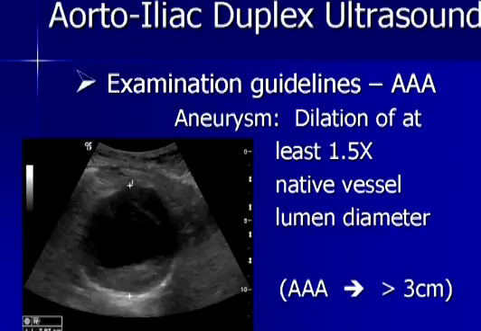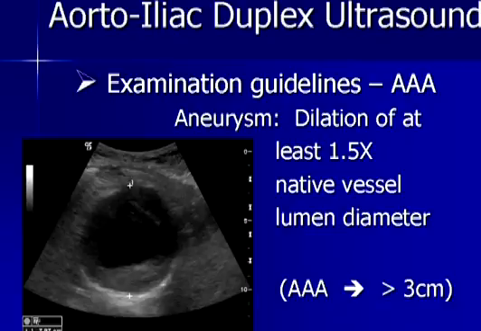In males, an easy number to remember in this regard is simply if you see an aortic diameter greater than 3 centimeters, it's probably aneurysmal given the typical size of the male aorta. Remember, however, in females, they tend to have somewhat smaller vessels, so this is not going to be the case.